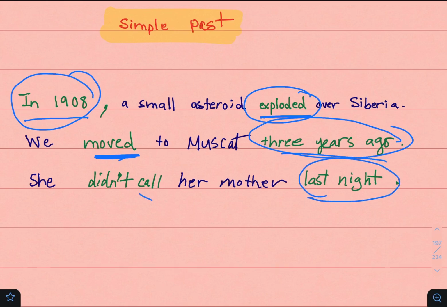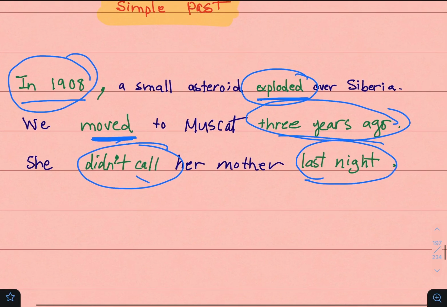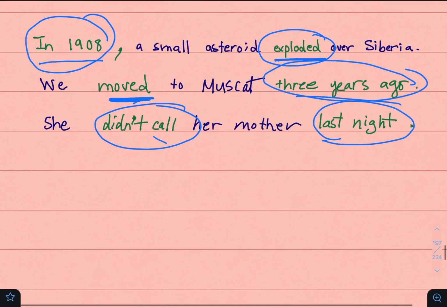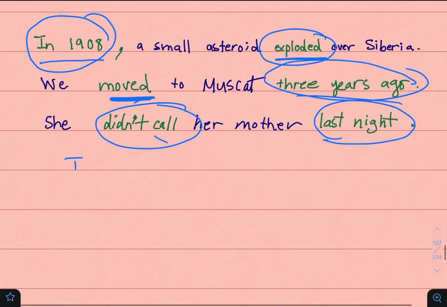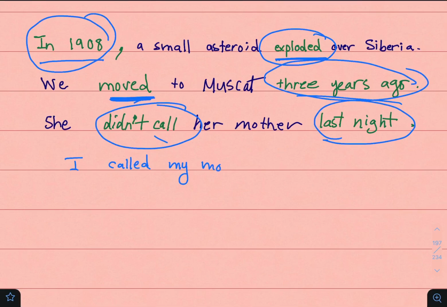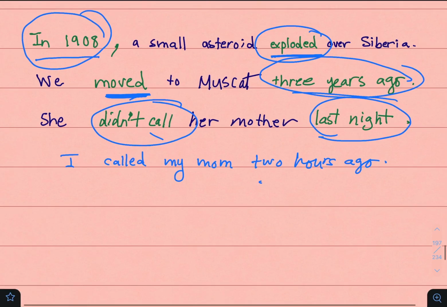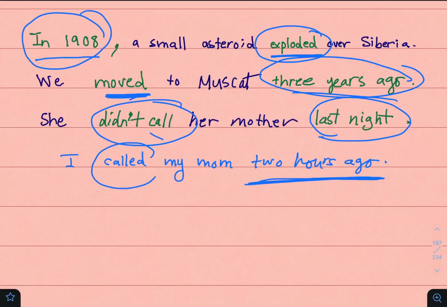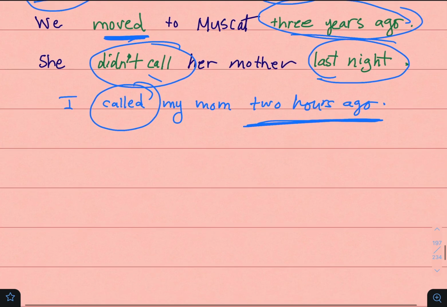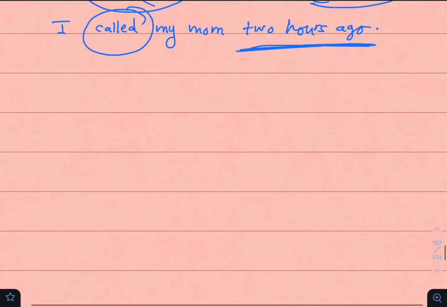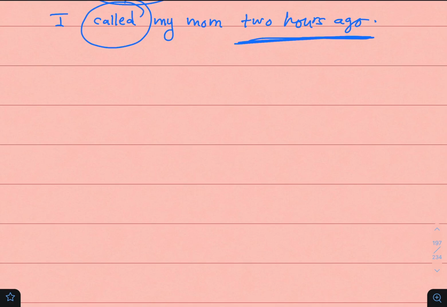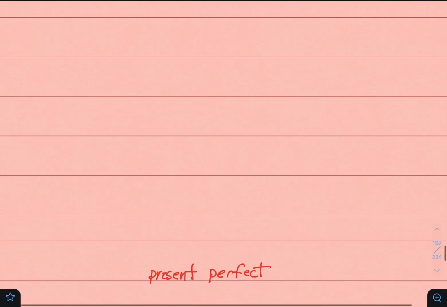She didn't call her mother last night. Okay, I think that this is clear to you. I can say as well, مثل ما كتبت لكم, ممكن تقول: I for example called my mom 2 hours ago. Alright, so here I use the time expression 2 hours ago because I'm talking about an action that happened in the past, and of course the time as well is given because I know when it happened.